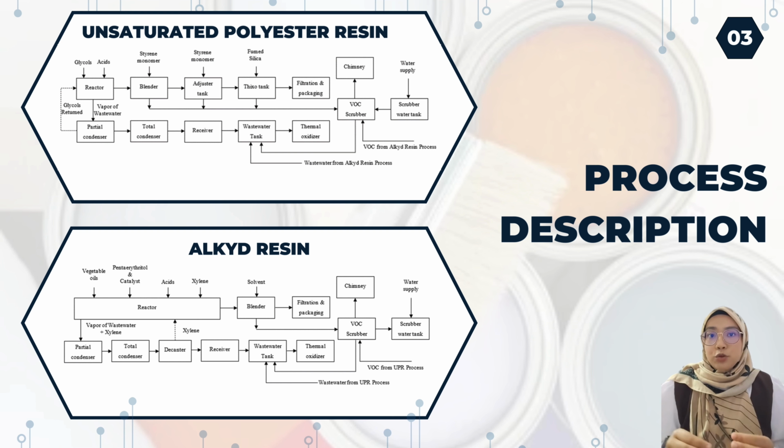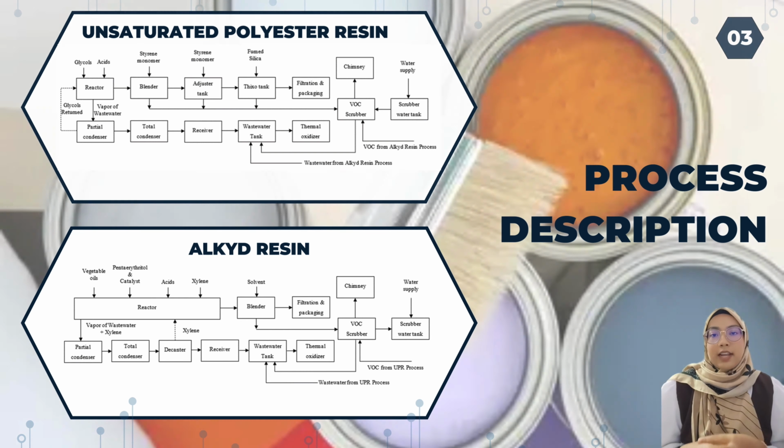A VOC scrubber is used to capture volatile organic compounds, and a chimney allows for safe release. Liquid byproducts are treated in a wastewater tank, and scrubber wastewater is managed responsibly in a separate tank. While in alkyd resin production, raw materials like vegetable oils, xylene, and pentaerythritol along with catalysts are mixed in a reactor. Unlike UPR, there's no need for adjuster or pixel tanks. Xylene is separated using a decanter and recycled back to the reactor.